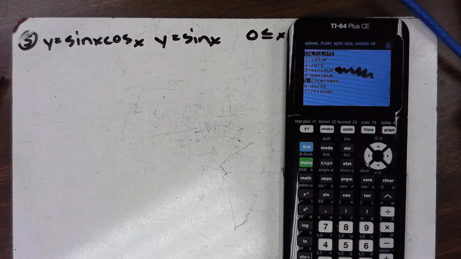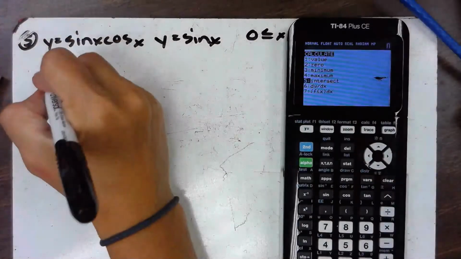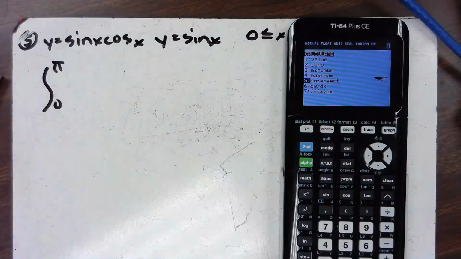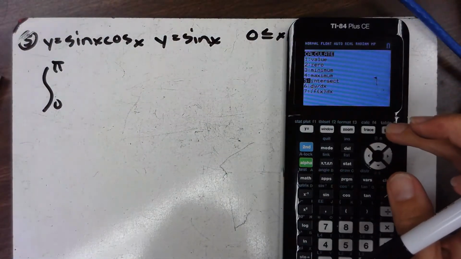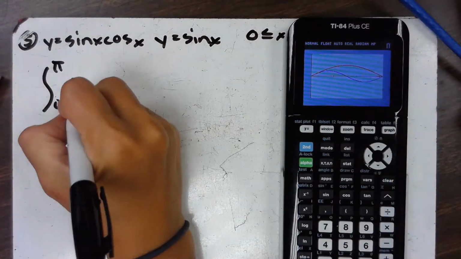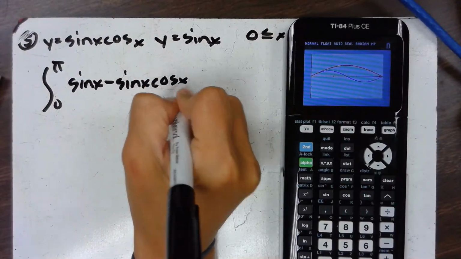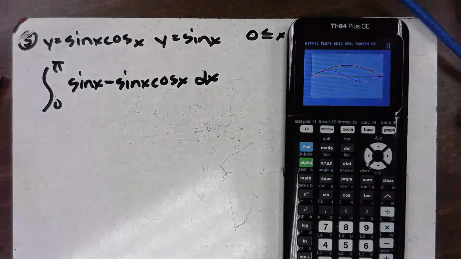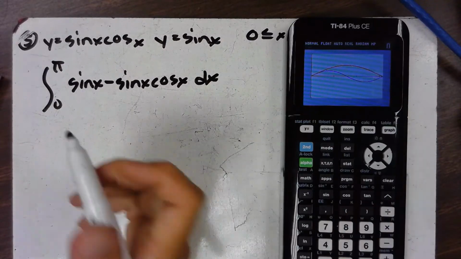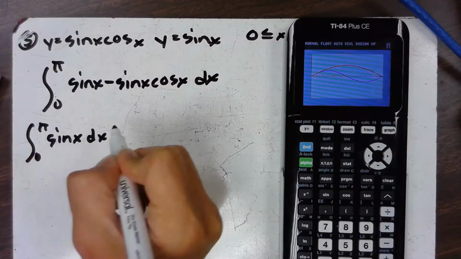All right, and you can set them equal if you want to set it equal by hand. Actually, I don't have to find the intersection. It gave me the intervals, so I'm doing 0 to pi. I just need to know what's on top, and what's on top is the sine x. So I'm doing sine x minus sine x cosine x. If you do this one by hand, you might want to split it up.